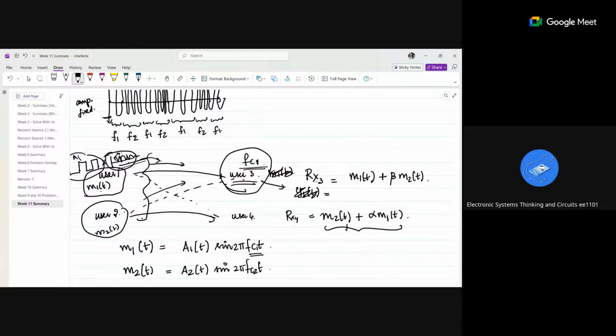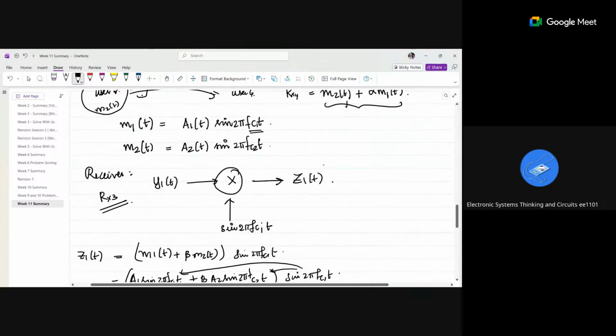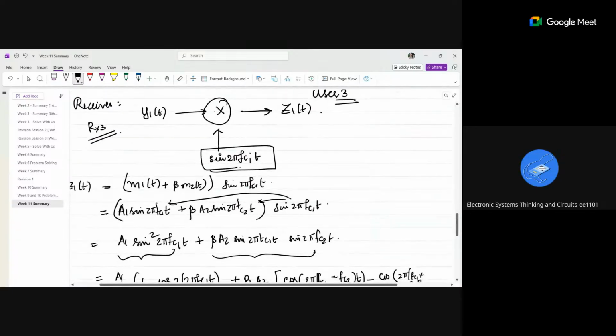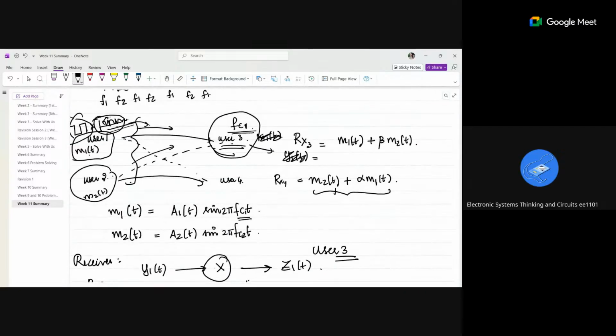The transmitter is a device. It will just get M1 of T and a part of M2 of T also. Then, on user 3's receiver side, he multiplies it with his carrier frequency and sends it to an integrator. What he gets is A1 of T by 2. He basically reconstructs what he wants from the data which he got from the receiver.